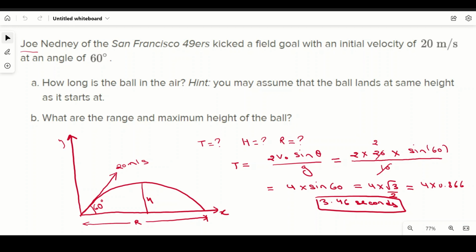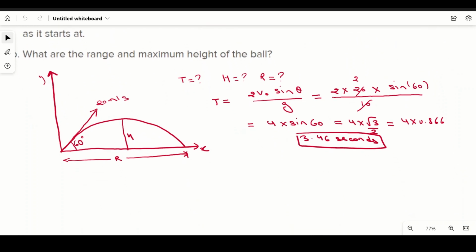Now we have to calculate the maximum height. The ball will move along this path, so the maximum height will be this point where it reaches the maximum height. What is the formula for maximum height? For maximum height we have the formula h is equal to v0 square sine square theta divided by 2g, where v0 is the initial velocity, theta is the angle at which the ball is thrown, and g is acceleration due to gravity. So v0 is already known.